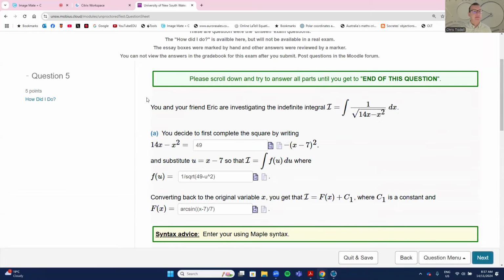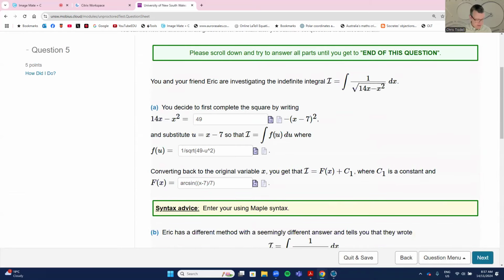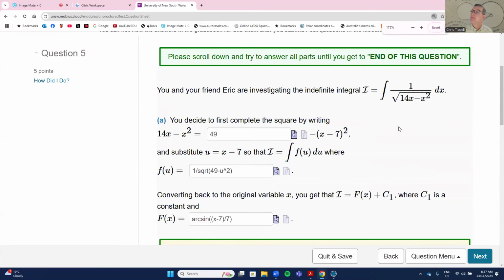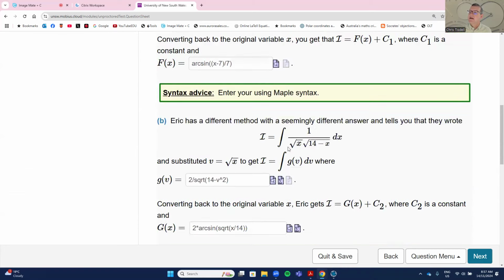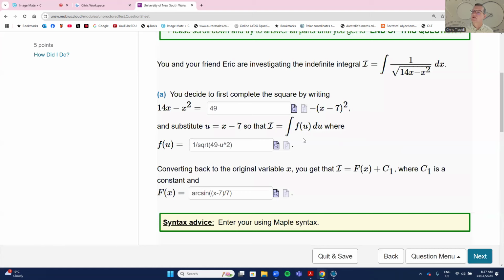Let me make this a little bit bigger. You have a friend, Eric, and we're looking at this integral. Then there are some parts wanting you to integrate it and compare it with this integral. That's basically what this question is asking you. So let's work through it bit by bit.